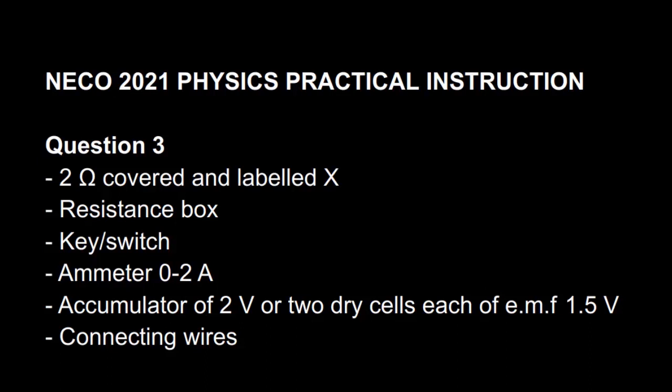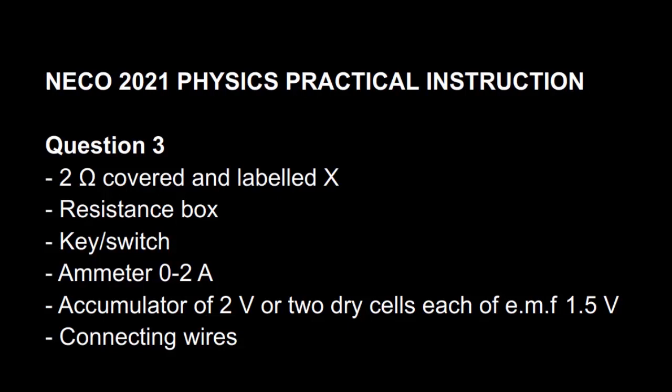You'll be given 1 or 2 ammeters, depending on the nature of the question. You'll be given an accumulator of 2 volts or 2 dry cells each of e.m.f of 1.5 volts. In most cases, you'll be provided with e.m.f battery. That's a battery whose e.m.f is 1.5, 2 batteries, basically. Then you'll be provided with connecting wires.